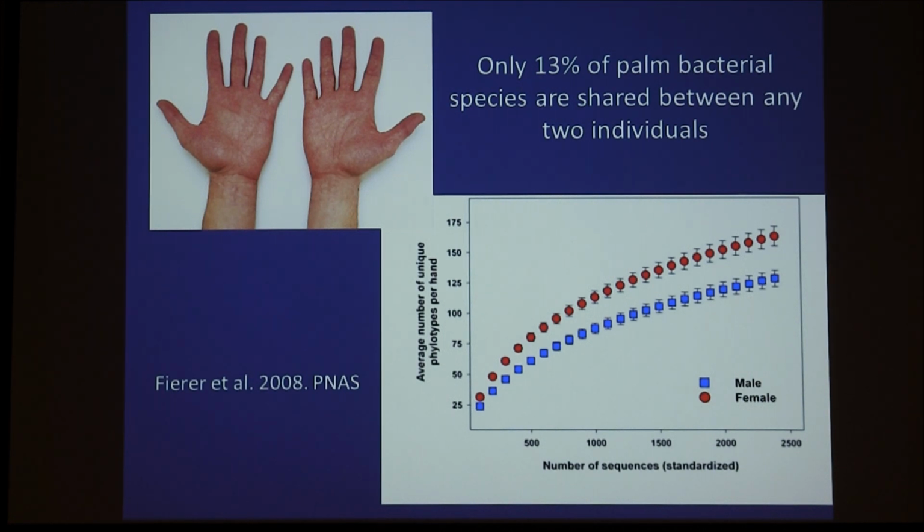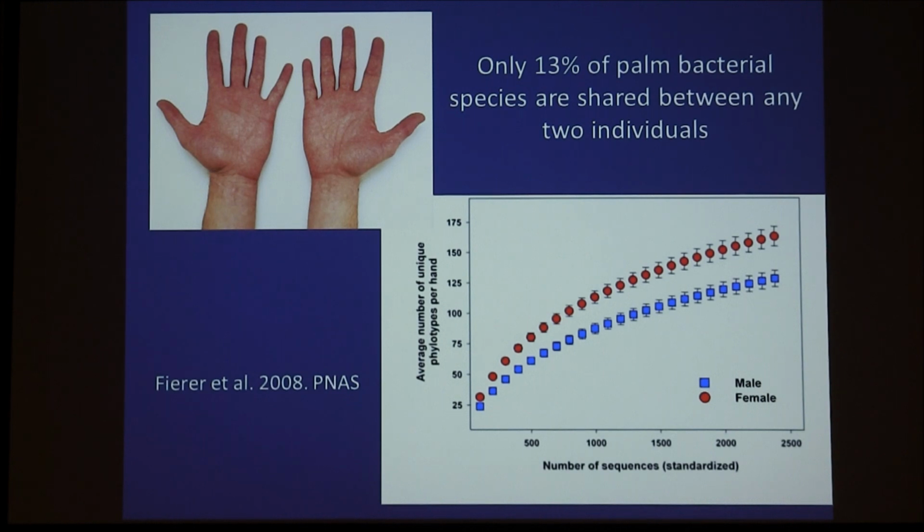And there seems to be a pretty even split between those two. But anyways, what we found was pretty surprising. So again, the x-axis here is number of sequences. Think of this as the number of bacteria that we're identifying on each palm surface. So we're essentially sampling a little under 2,500 bacteria on each of these individuals' palms. And the y-axis, think of this as number of species.